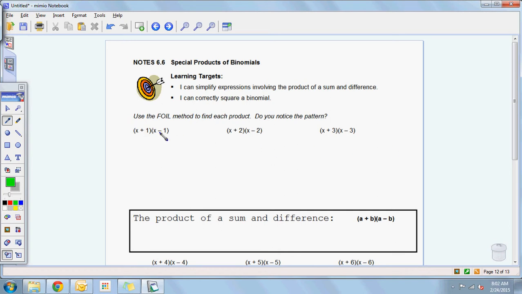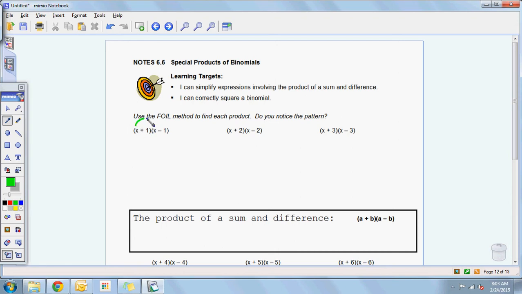So maybe just take a peek at all of the problems that I've given you here and try to see if you can find a pattern. What's going on? And then see if you can figure out what all of our answers have in common. We're going to use the FOIL method to find the product, just like we did in our last section. So we're going to bring back Binomial Bob by multiplying these two binomials.